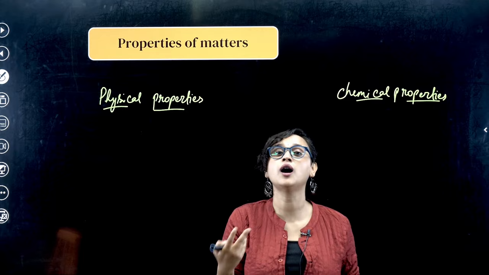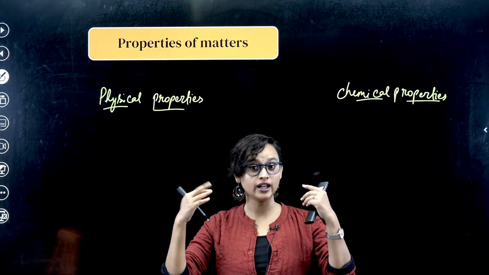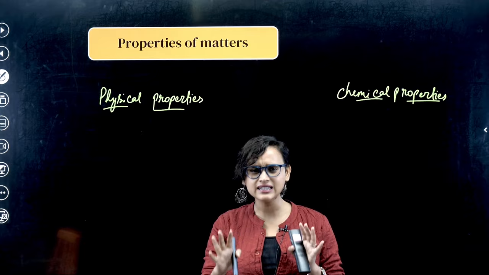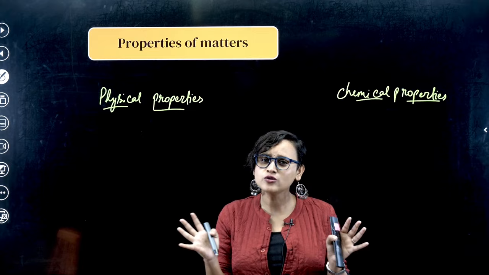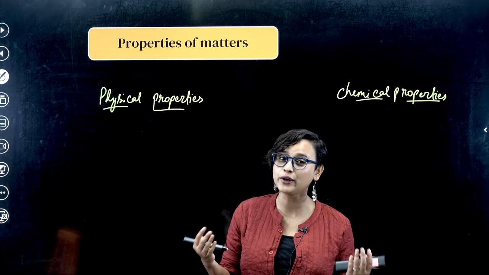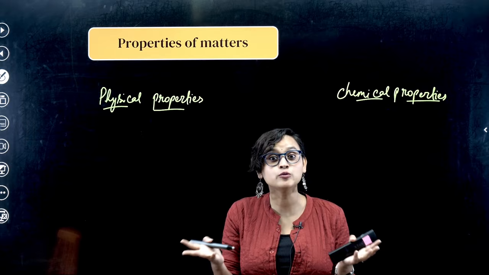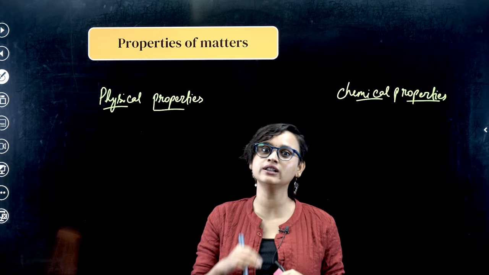If I ask you what are my physical properties, you will be like, ma'am, you have short hair, ma'am, you're wearing blue color specs, ma'am, you're wearing a red color suit, or something like that. These sorts of things are your physical properties. But you don't know much about me, right? My chemical properties would be what time I get up in the morning, what I do in my free time, where I stay. All of that will be my chemical properties, things that you probably don't know about me, for which you really have to know me.